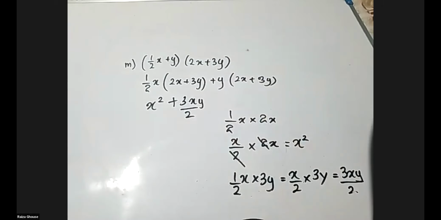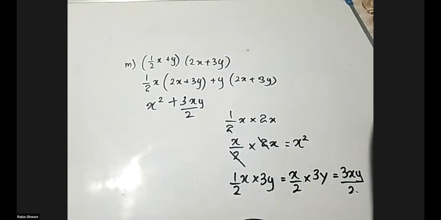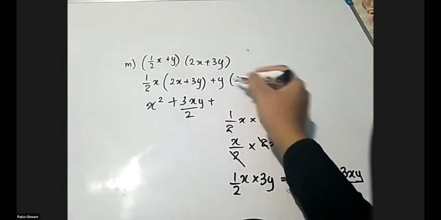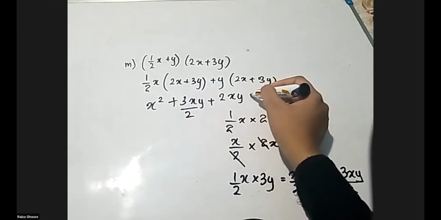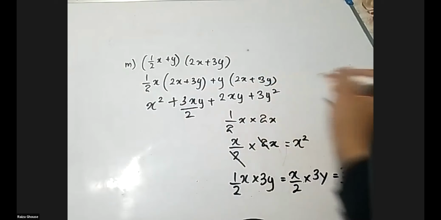Is that clear? Is anybody there who is not clear with it? Anybody wants me to explain again? Okay, clear. Right, now I'm going to go to this part. That's easy. Plus x, 2x into y is 2xy plus 3y squared.